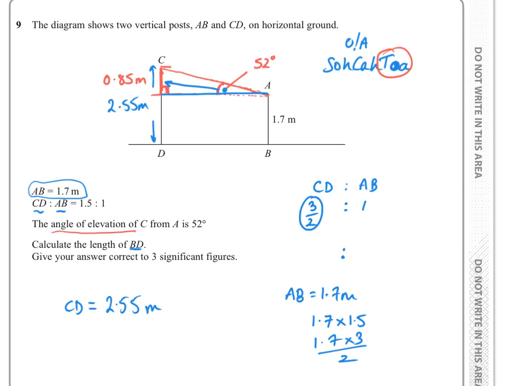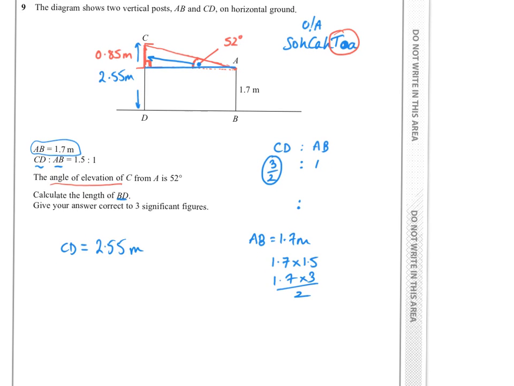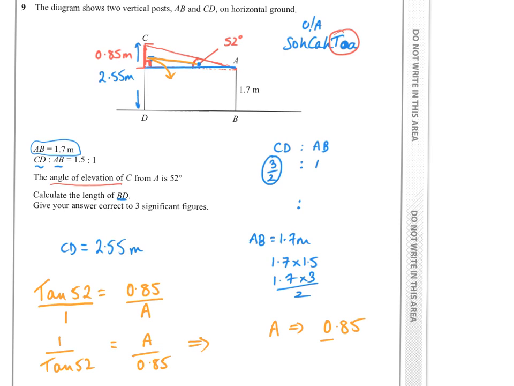So I'll give myself a bit of room here. And I'll change the colour. So opposite and adjacent. So tan of 52 is 0.85 divided by the adjacent, which is what we want, which is BD. So if we times both sides by A and divide both sides by tan 52, we'll get the answer. If you don't like that, then what you can do is you can invert both sides or find the reciprocal of both sides. So that means 1 over tan 52 is A over 0.85, and then you can times both sides by 0.85, and so A would be 0.85 divided by tan 52 in degrees, and you can use your calculator for that.